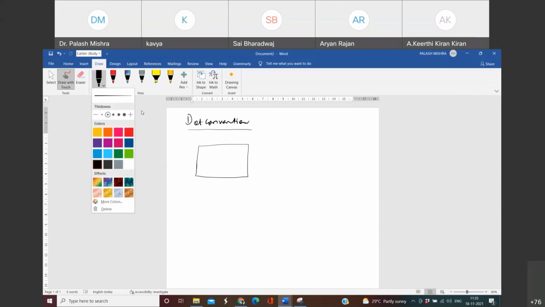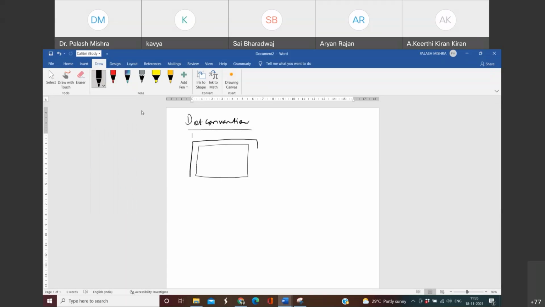So suppose this is a transformer, and the winding is applied in this transformer something like this. There is an applied voltage V1. This applied voltage V1 will generate the current I1 in the primary winding, and because of this current I1 in the primary winding, the flux phi will be generated in the winding.